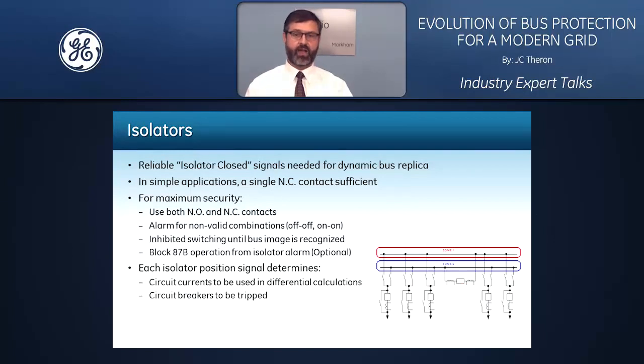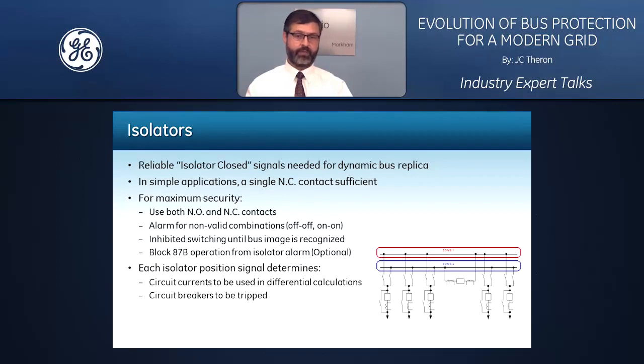Now, a reliable isolator closed signal is needed for the dynamic bus replica, and it's very important, especially on high voltage and extra high voltage. It's typically not that important on medium voltage. So, in other words, a simple single normally closed contact may not be sufficient. So for maximum security, rather use a normally open and a normally closed contact.